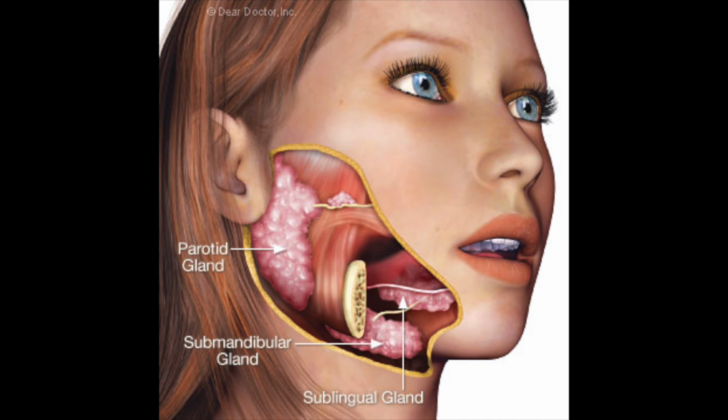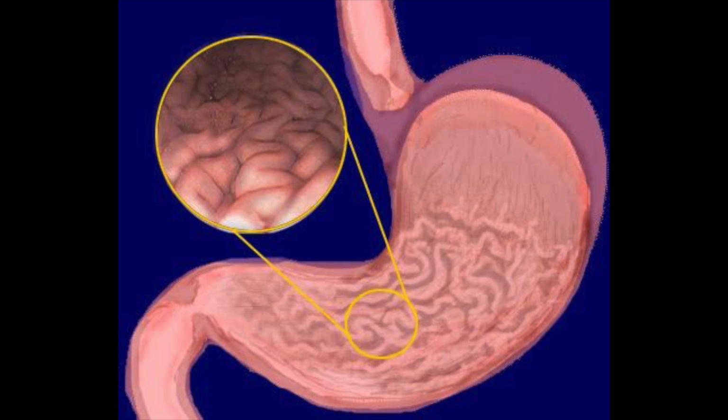To help in the process of mastication, your mouth produces saliva to help moisten the food. There are three different salivary glands located in the mouth. They are the parotid, sublingual, and submandibular. The parotid gland is found on both sides of the mouth, and the sublingual gland is found in front of the submandibular gland underneath the tongue.